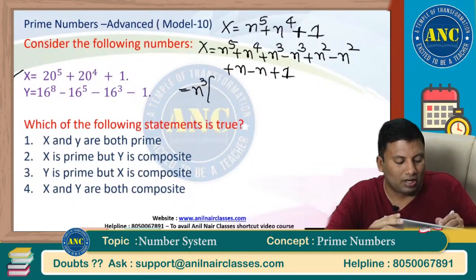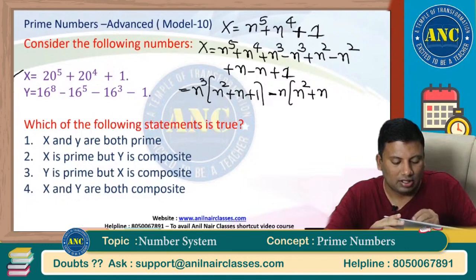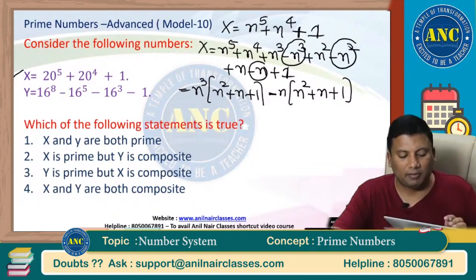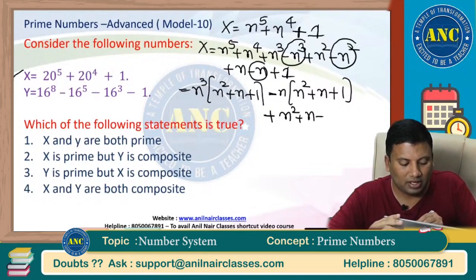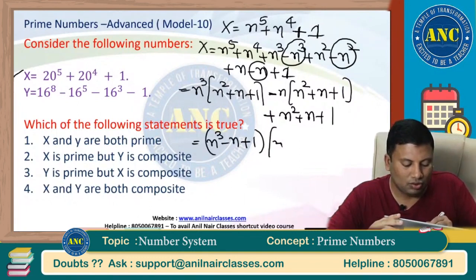If I take n cube common, this is n square plus n plus 1. Again, if I take n common, n square plus n plus 1. I hope it is clear from where I am taking this value and this value. I am taking minus n common, n square plus n plus 1, what is remaining? N square plus n plus 1. If I take this common, this is nothing but n cube minus n plus 1 into n square plus n plus 1.